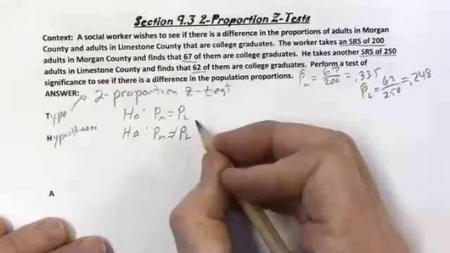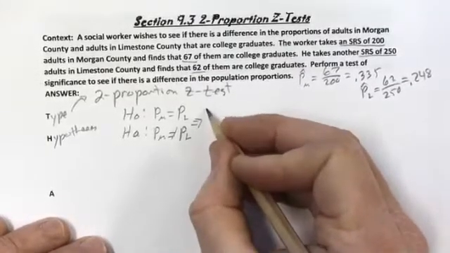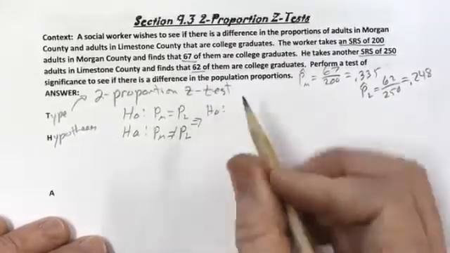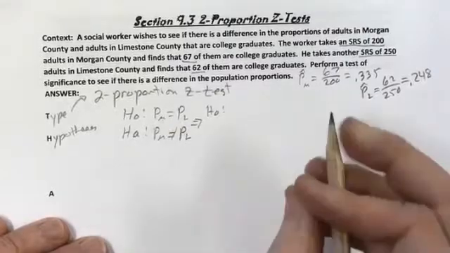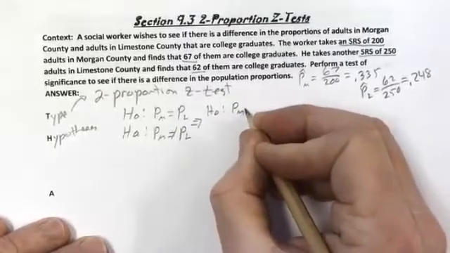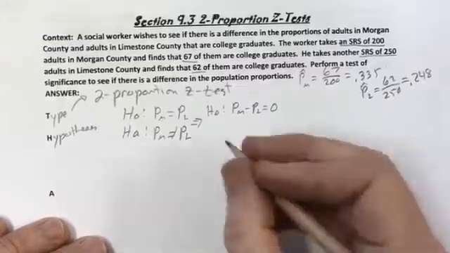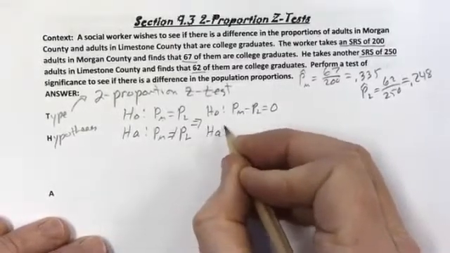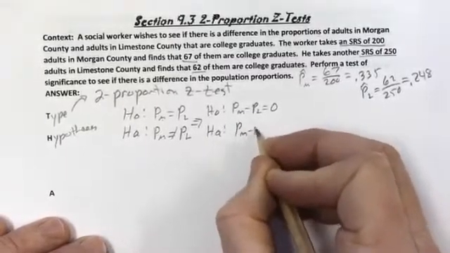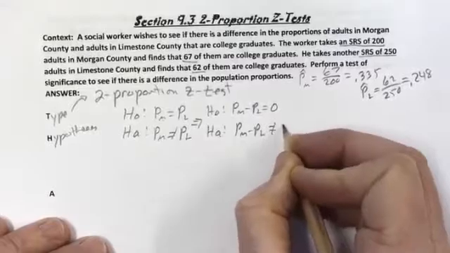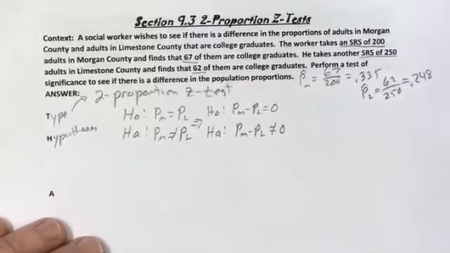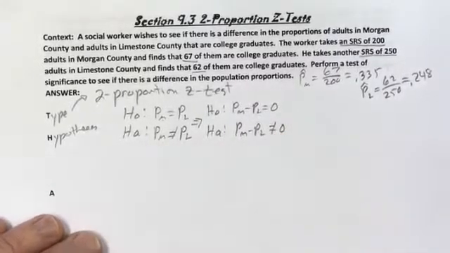The other way of writing this that you will see pretty frequently is they will subtract p sub L from both sides, and it would just be that p sub M minus p sub L is equal to 0. That the difference is 0, and that the alternative then would just be p sub M minus p sub L is not equal to 0. That's just subtracting p sub L from both sides. So you can do it either way. You need to recognize both ways.